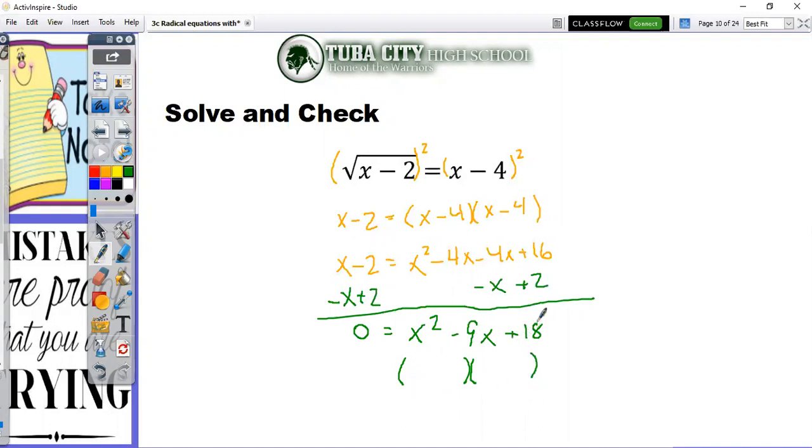And I usually start with the last number and work my way forward. So I need two numbers that multiply to 18, but if those same numbers are added, they become 9. So let's try that out.